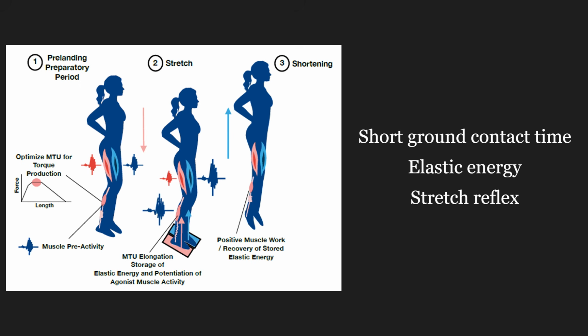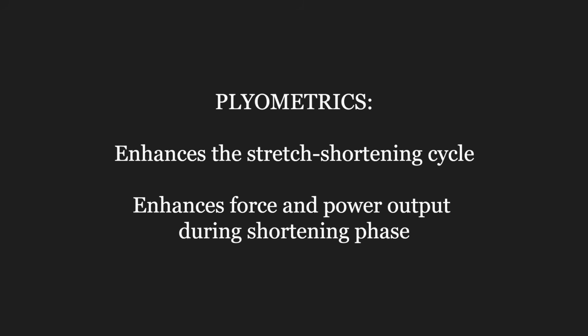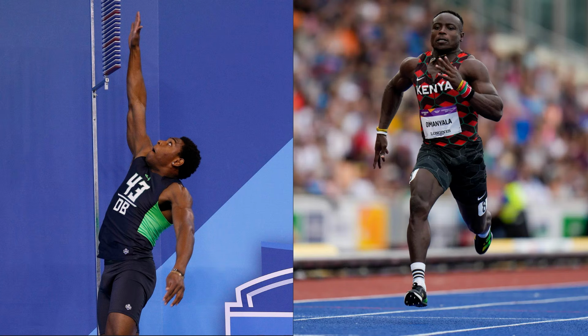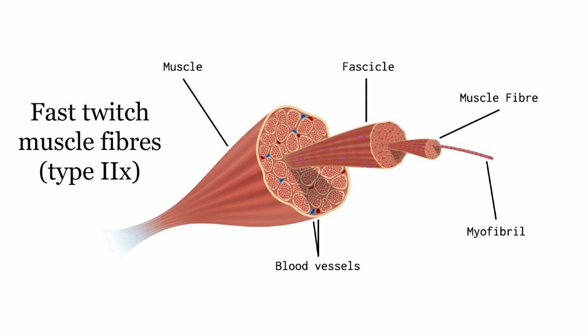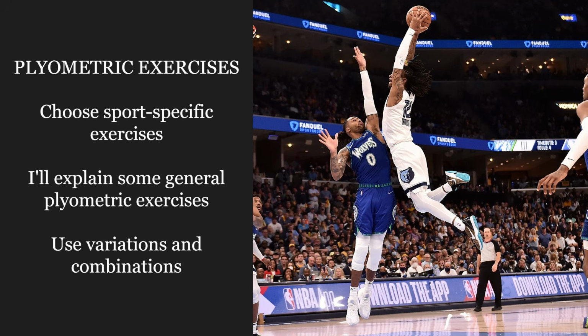The muscle is stretching and shortening very quickly, and this is called the stretch shortening cycle. Plyometrics enhance this stretch shortening cycle, allowing for greater force production and power output during the shortening phase, which means you jump higher, run faster, and throw further, etc. Plyometrics recruit the fast twitch muscle fibers that we're trying to target with our training. So let's have a look at some plyometrics exercises. You should choose the ones that are most specific to your sport.